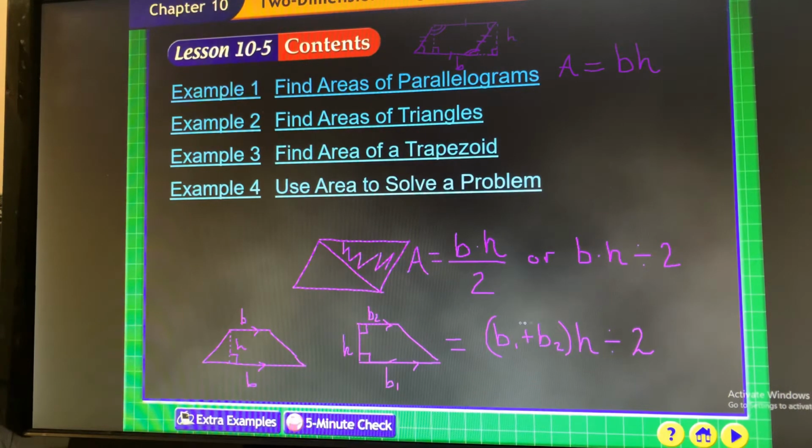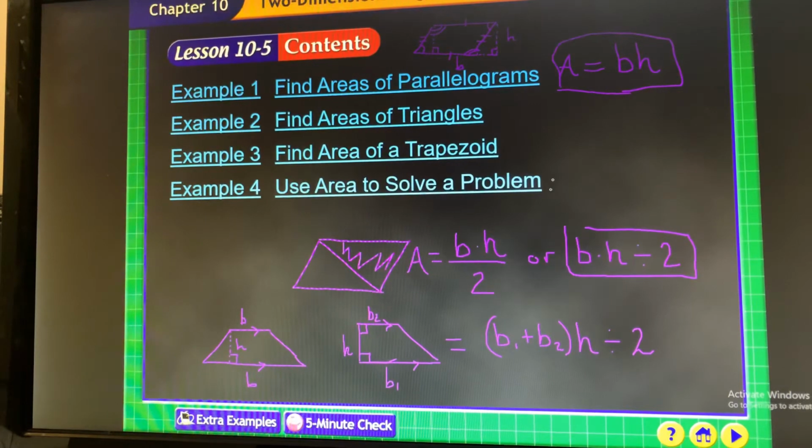When you're using a calculator, either use the proper symbols, the parentheses, to tell your calculator, I want you to add these before you multiply by height and divide it by 2. Remember, order of operations matters in this. Okay, so those are your 3 formulas that you need to get into your head.